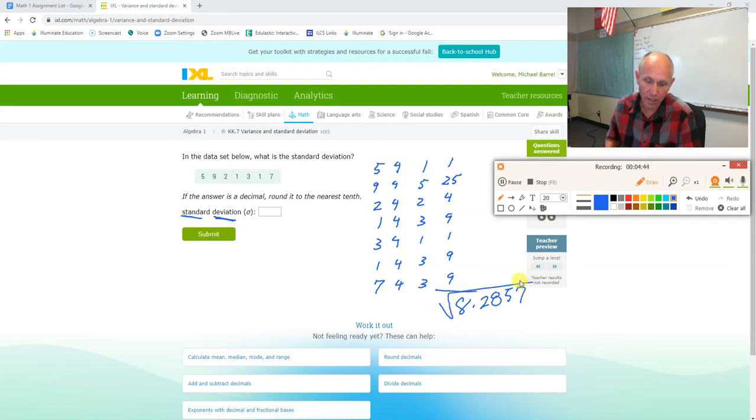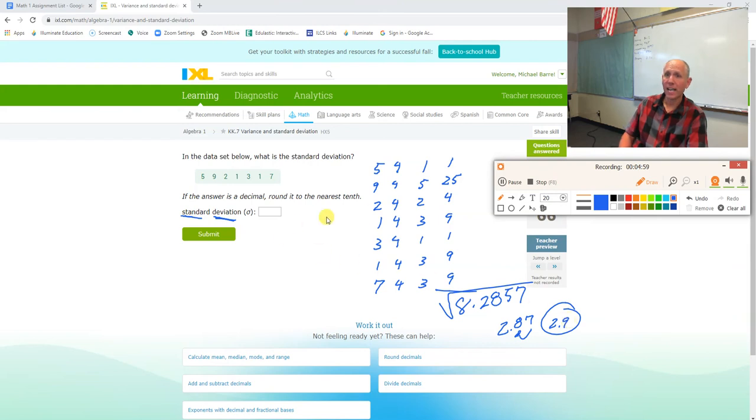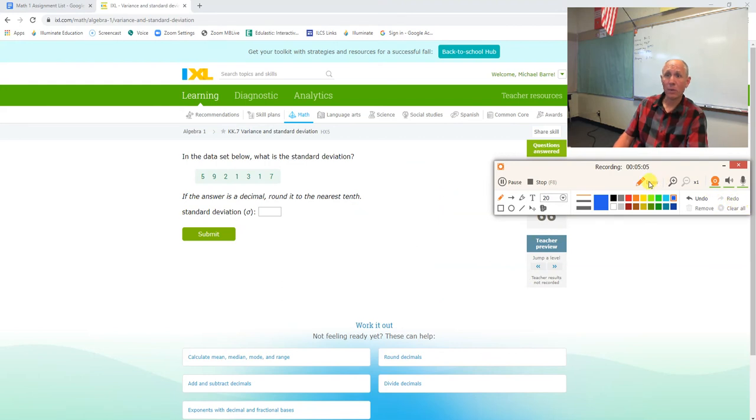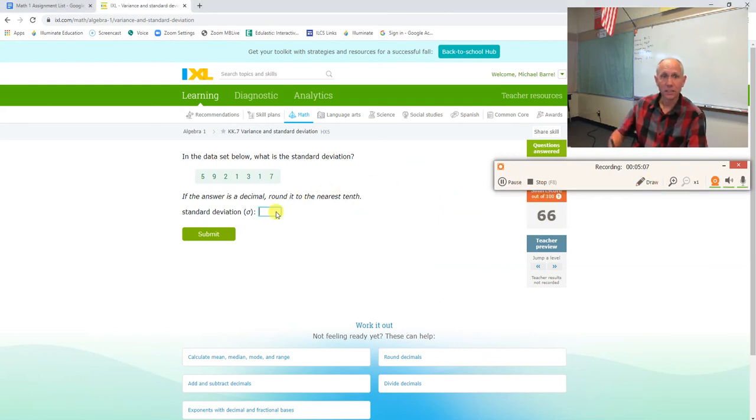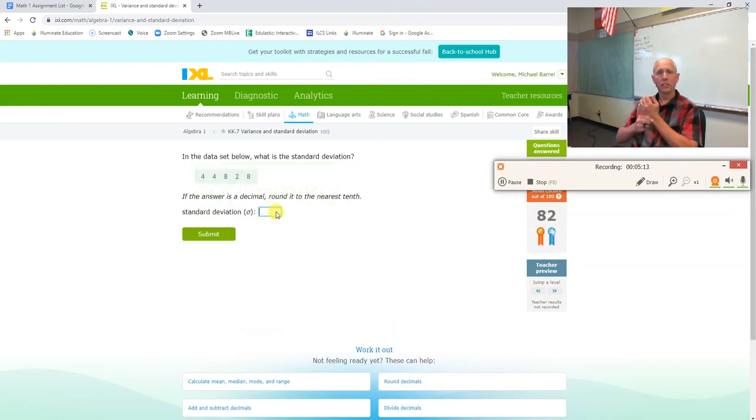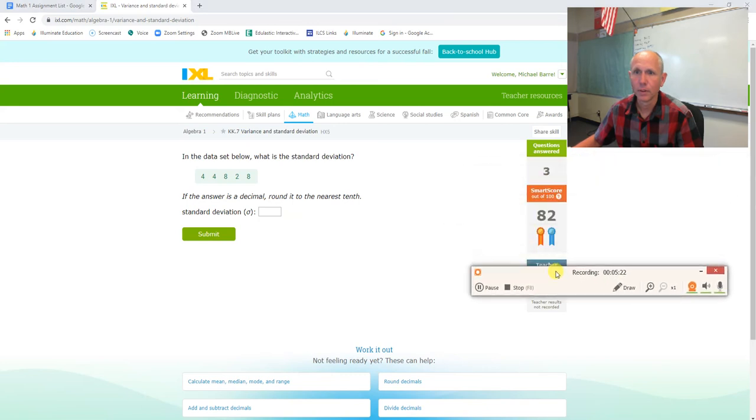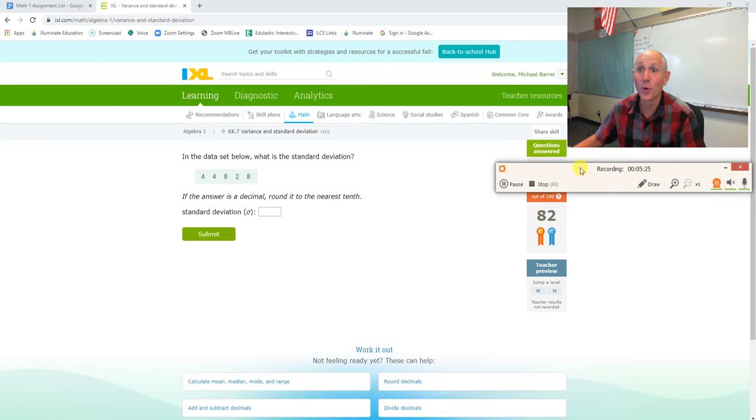Take the square root of that number, or whatever you got in your calculator, and that gives me 2.878, which is going to round to 2.9. I didn't round here, I rounded at the end, 2.9. I'm hoping 2.9, standard deviation, 2.9. Come on, Mr. Barr. Yes! Good job, Mr. Barr. It's only 3 questions and I'm up to an 82.